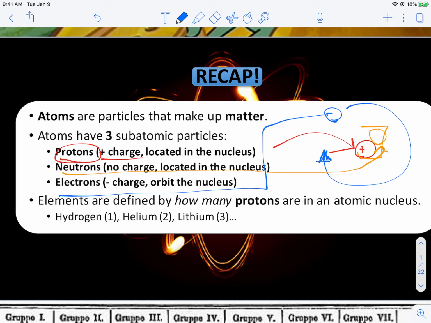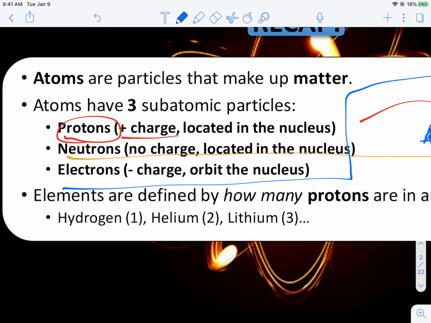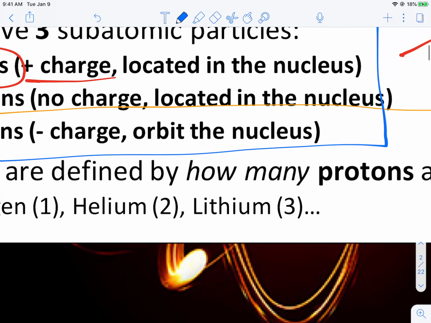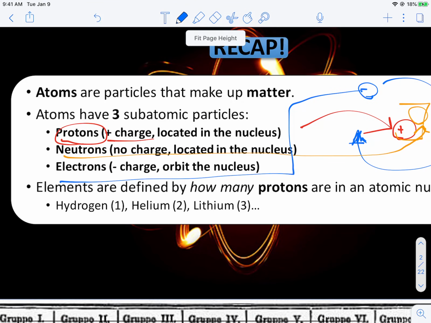The other thing is that elements are atoms and they're defined by how many protons they have. If you're a hydrogen atom, you have one proton. If you're a helium atom, you have two protons. If you're lithium, you have three, and so on. This is very important because our current periodic table is organized in order of increasing number of protons.